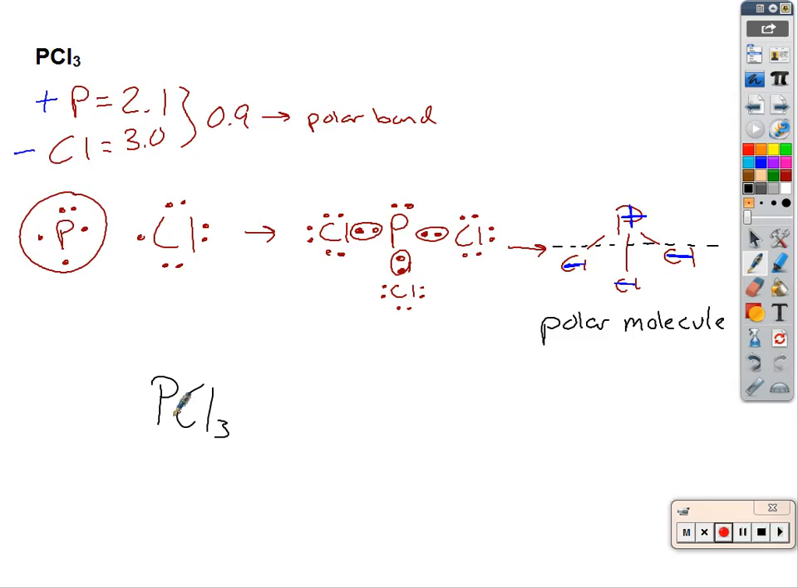There's no subscript on the phosphorus, so we assume it's 1. The prefix for 1 is mono, but we're not allowed to use that. So we just write phosphorus. Move on to the chlorine. 3. The prefix for 3 is tri. Here we have to change the ending. So chlorine becomes chloride. Again, no mono on the first one. Change the second one to IDE.